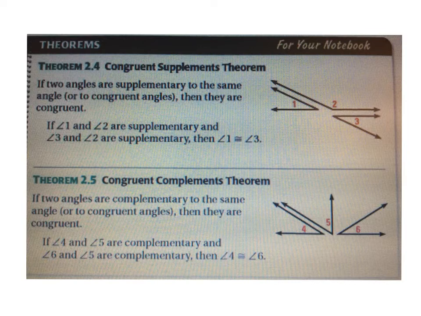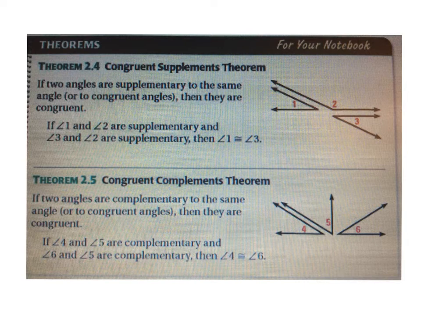So that makes this one pretty straightforward. What this one's saying is, if 2 angles are supplementary, or again, if they add up to 180 degrees, to the same angle, or to congruent angles, then they are congruent. So looking at the diagram here on the top, if angle 1 and angle 2 are supplementary, and angle 3 and angle 2 are supplementary, then angle 1 is congruent to angle 3. Makes sense.